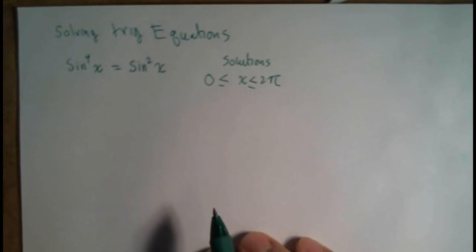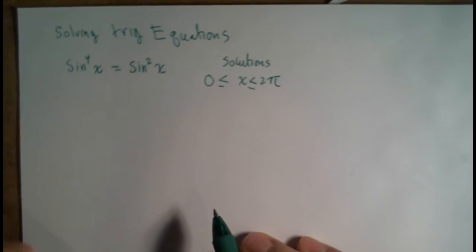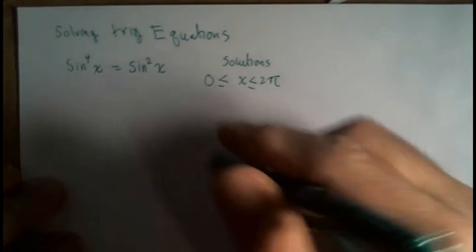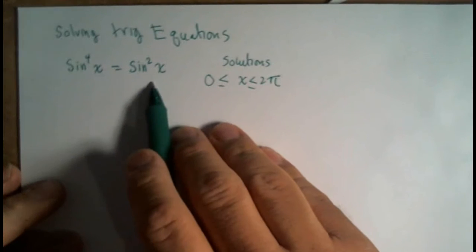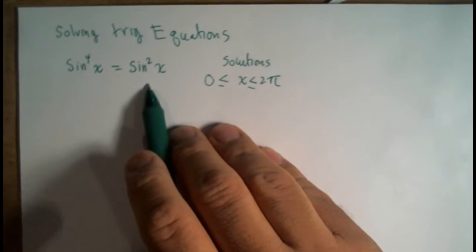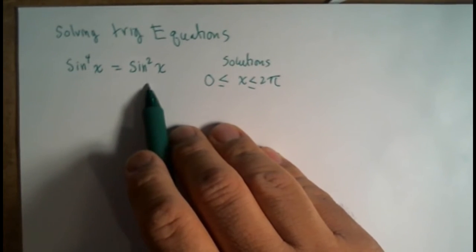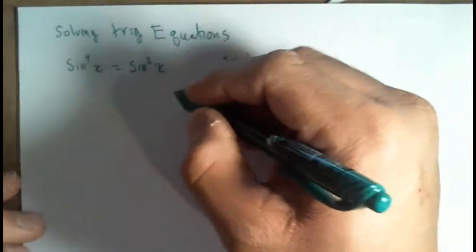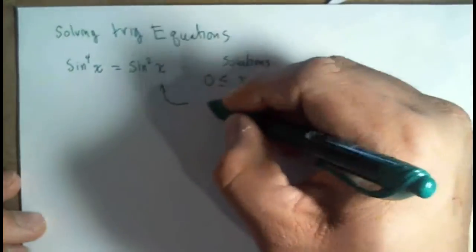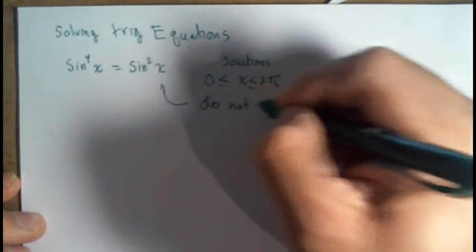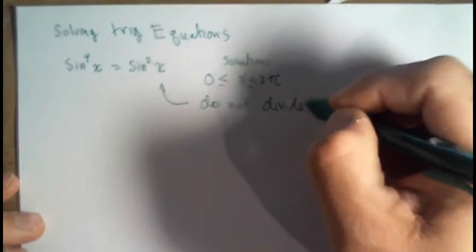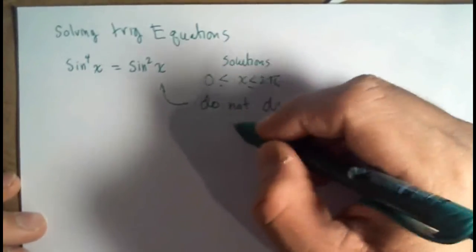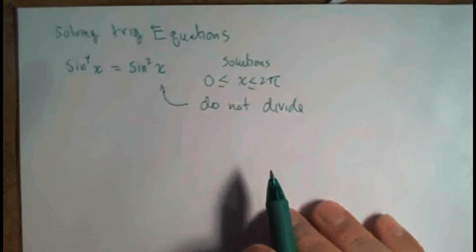Now, what I see a lot of students want to do, the urge is to divide by sine squared of x. I'm here to tell you that please do not do that. Do not divide by a variable. You never want to do that when solving any kind of equation. So again, resist the urge. There's always that urge here. Do not divide.